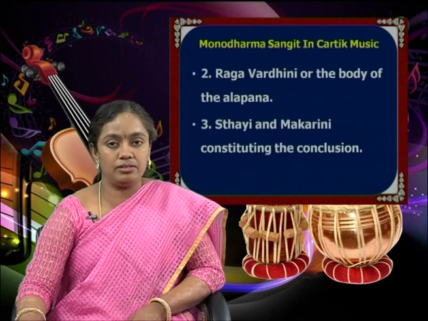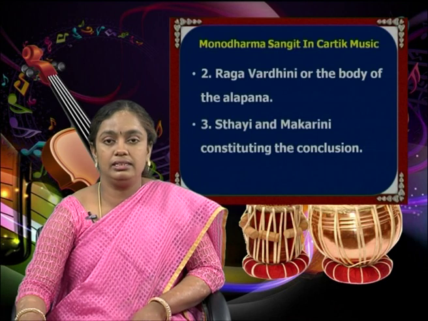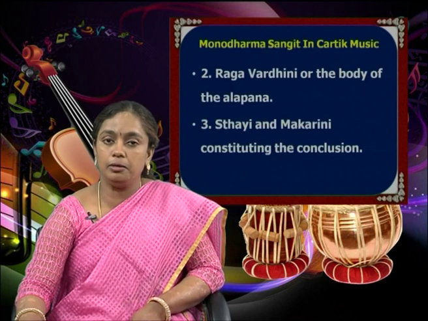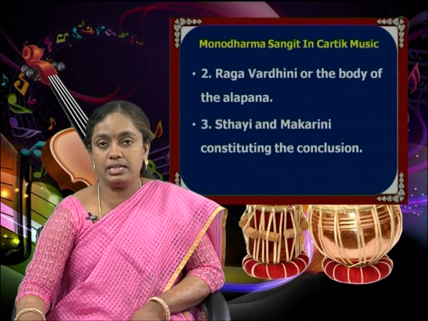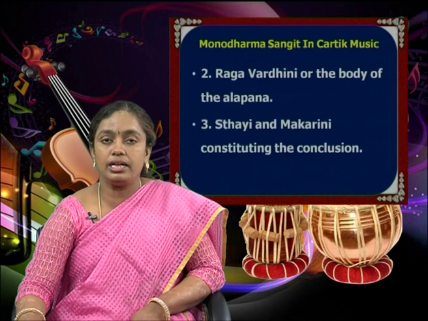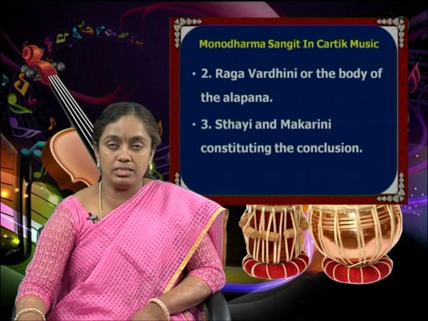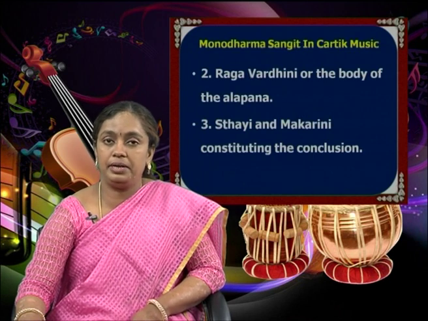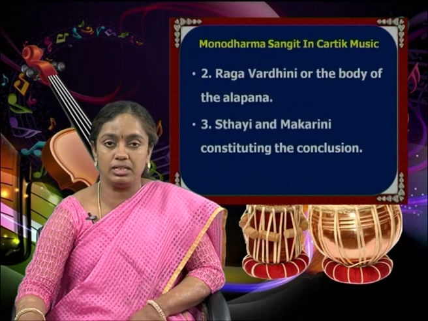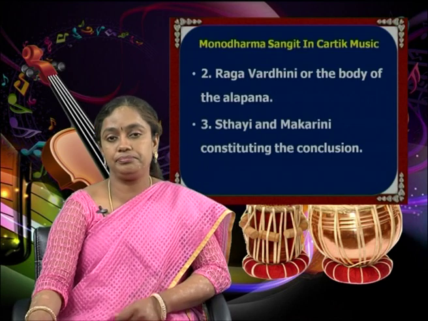And the second part of raga alapana in Manodharma Sangeeta is called Ragavardhini. It is also called the body of the alapana, because it has many gamakas and many variations covering all the sthayis, from Mandara sthayi to Madhya sthayi, from Madhya sthayi shadjamam to Tara sthayi shadjamam, covering Pa, Da, Ni and Ri, all the swaras in the mentioned raga.